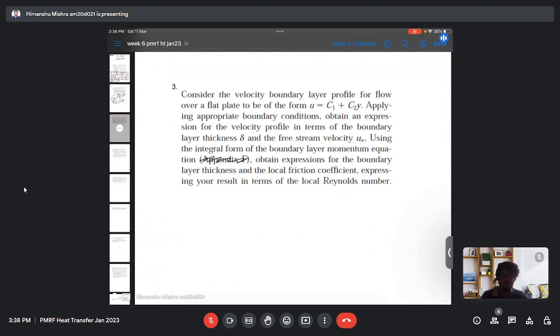So consider the velocity boundary layer profile for a flow over a flat plate to be of the form u = c1 + c2y. Apply the appropriate boundary conditions, obtain an expression for the velocity profile in terms of boundary layer thickness and free stream velocity using the integral form of the boundary layer momentum equation, and obtain the expression for the boundary layer thickness and local friction coefficient. Express your result in terms of local Reynolds number.